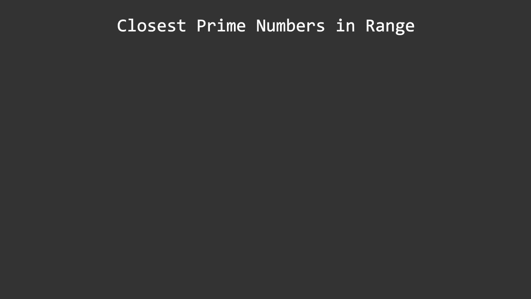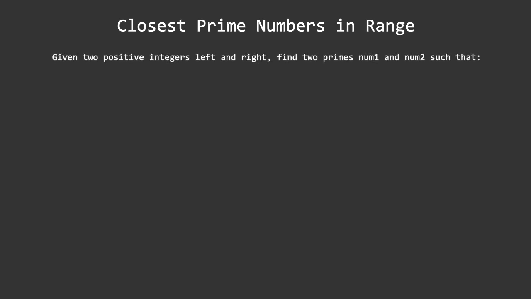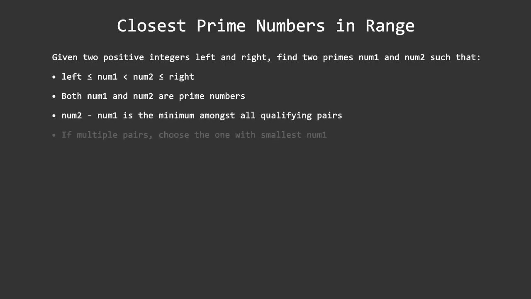Hey guys, so today we'll be solving the Leetcode daily challenge problem, closest prime number in range. In this question, we are given two positive integers, left and right, and we have to find two prime numbers that fall between left and right and have the minimum difference. If there are multiple pairs, we have to find the smallest one, right?